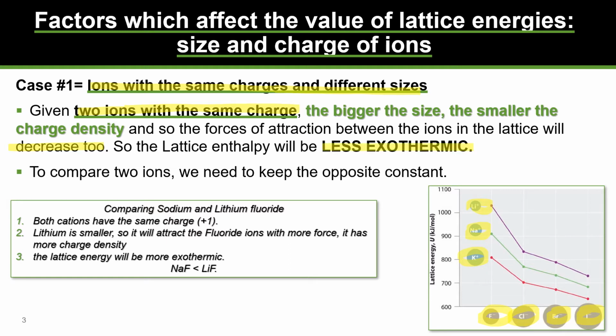You are going to be asked to compare two different situations. Like the first situation is going to be ions that are attached to the same positive charge ion, for example, sodium fluoride and lithium fluoride. Comparing sodium and lithium fluoride, both cations have the same charge, which is +1. You can see that in the chart here on the right. But lithium is smaller, so the attraction between the fluoride ions is going to be bigger, and it's going to have more charge density. So the lattice energy will be more exothermic for lithium fluoride than that of sodium fluoride.